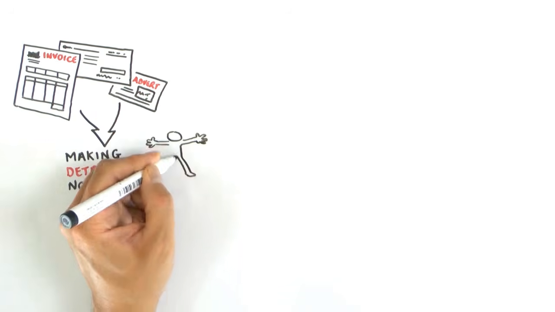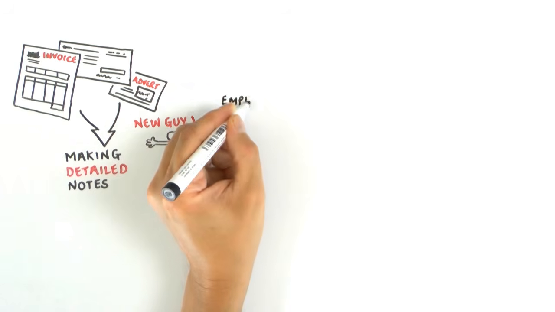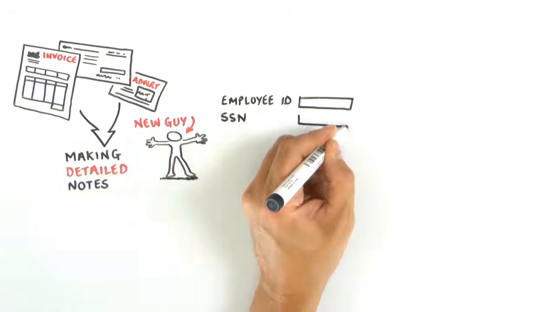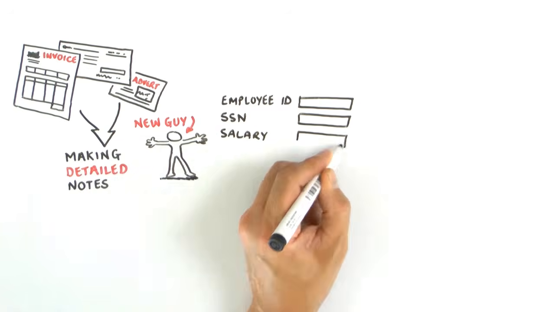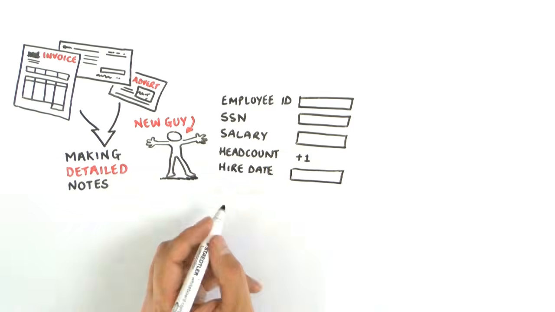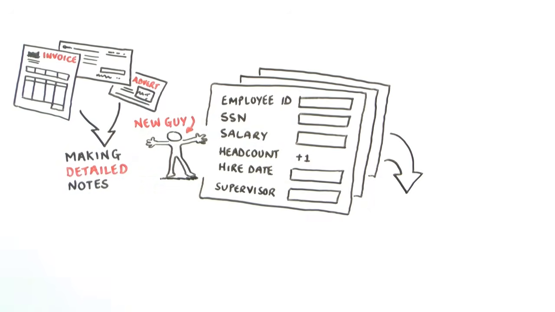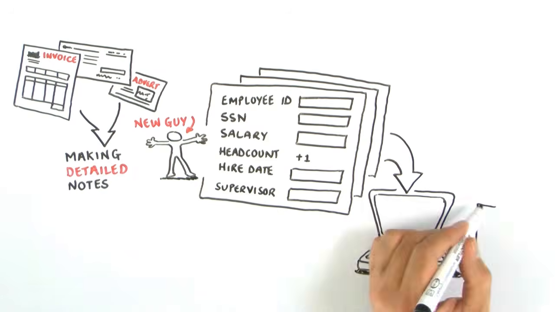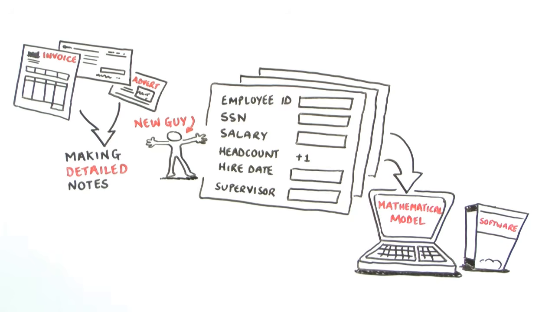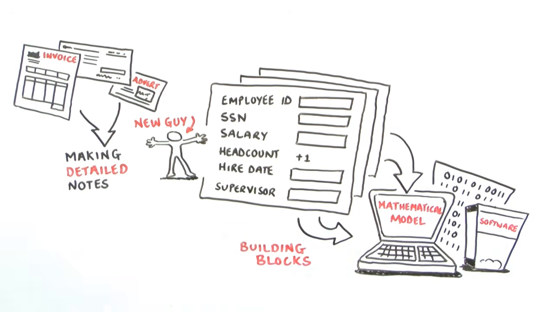So for example, when we hire someone, we have to keep track of the details. We give them an employee ID, we add them to the payroll with a social security number, we set a salary in the payroll system, we update the headcount. When you look at it, you'll find a surprising amount of data that's generated by everyday transactions like these. In a sense, we're creating a mathematical model of where we are with all our transactions. The data are the building blocks of the model, and it's constantly changing.